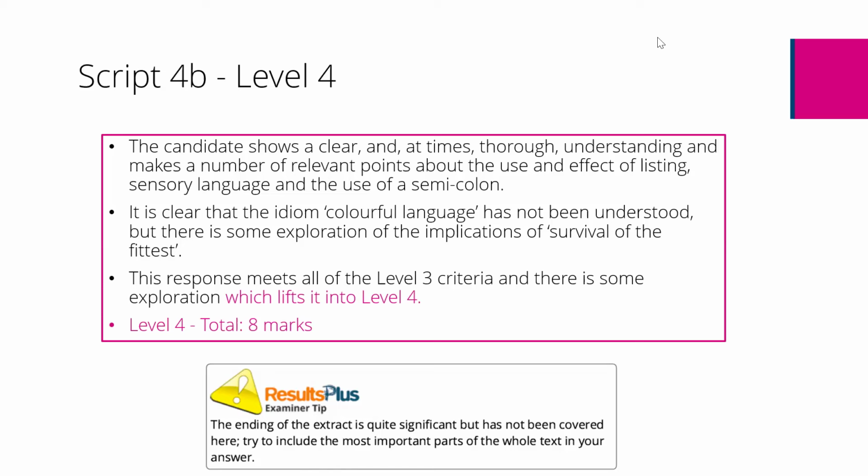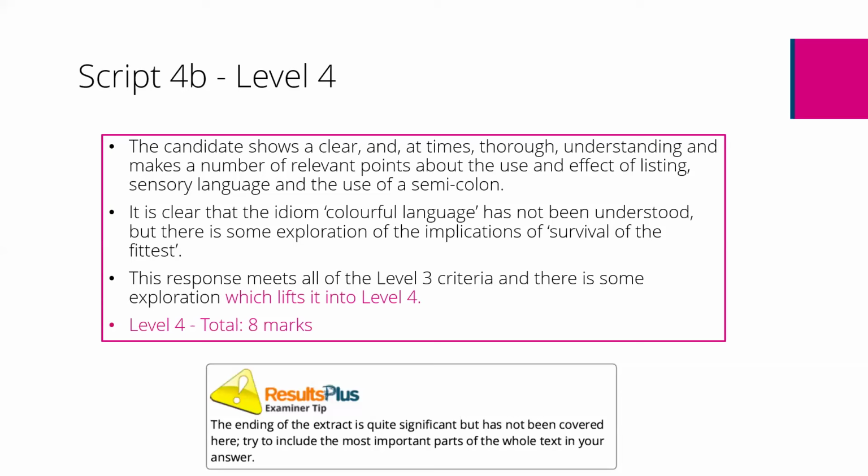The response meets all of level 3 and there is some exploration rather than explanation. So it moves it into level 4 on 8 marks. And again, the examiner tip: the ending of the extract is quite significant, but has not been covered here. Try to include the most important parts of the whole text in your answer.